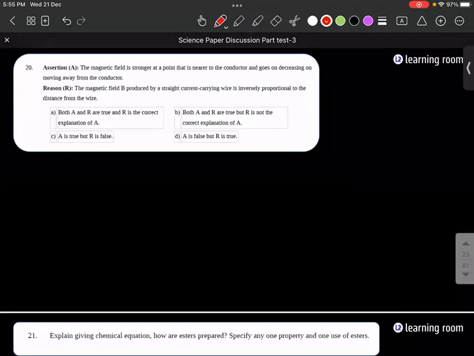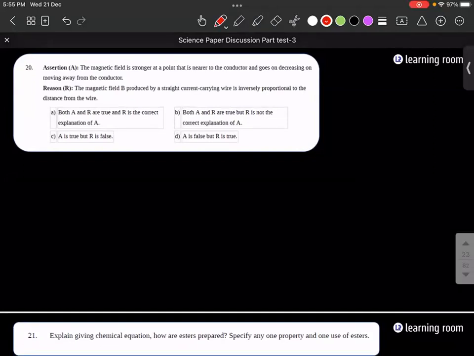20th. The magnetic field is stronger at a point nearer to the conductor and goes on decreasing on moving away from the conductor. That is true. The magnetic field produced due to a straight current carrying wire is inversely proportional to the distance from the wire. This is also true.